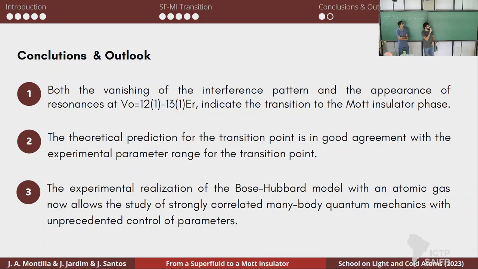And they also said the experimental realization of the Bose-Hubbard model with an atomic gas now allows us to study strongly correlated many-body quantum mechanics with unprecedented control of parameters.